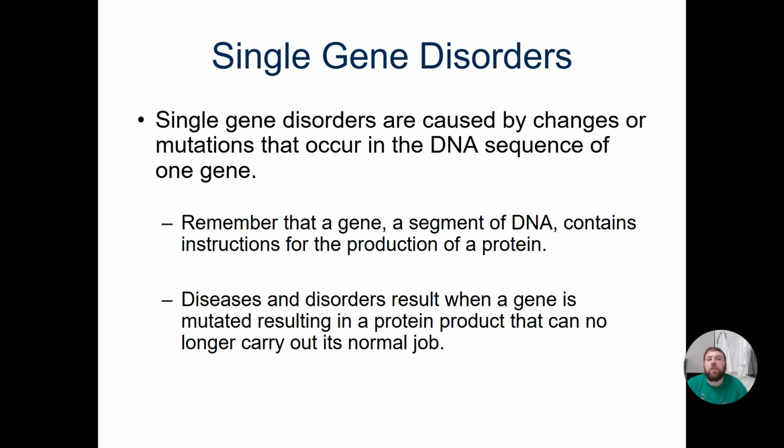A single gene disorder is caused by changes and mutations that occur in the DNA sequence of one specific gene. For example, GFP is a gene. Picture a long paragraph of information that has a bunch of sentences together. Well, each one of those words in the sentence would be like a gene in a genetic sequence. And we know that if I change one word in a paragraph, the whole thing doesn't really read correctly. Well, that's the same way with a gene.